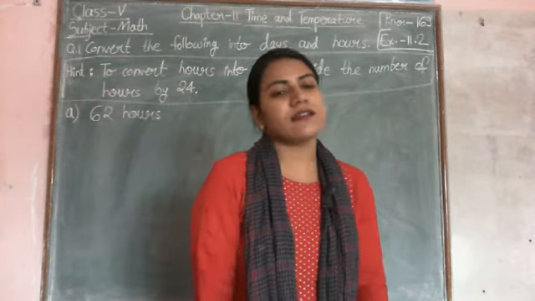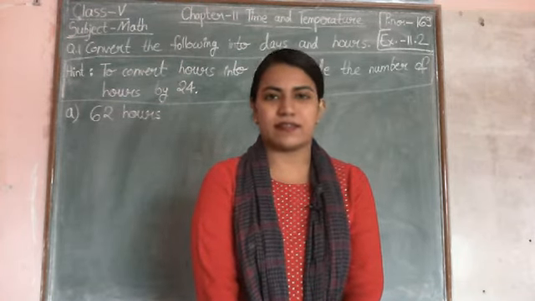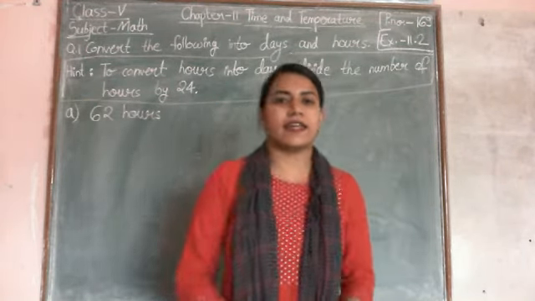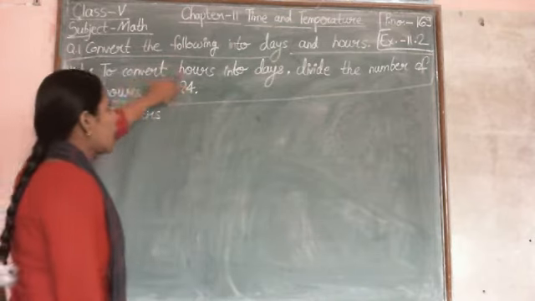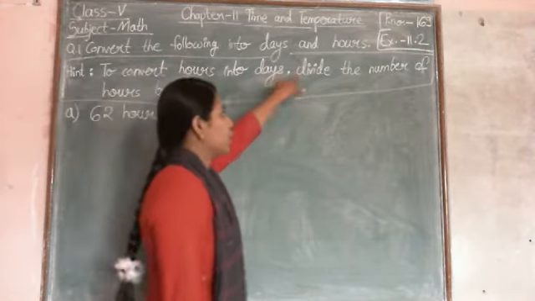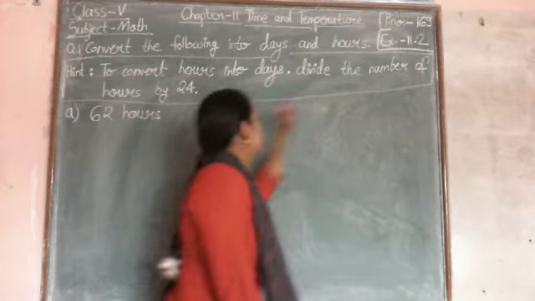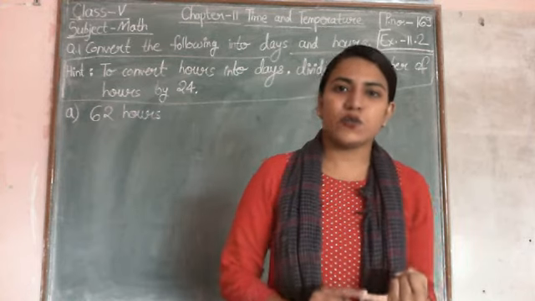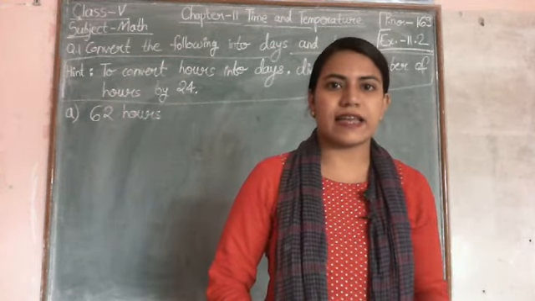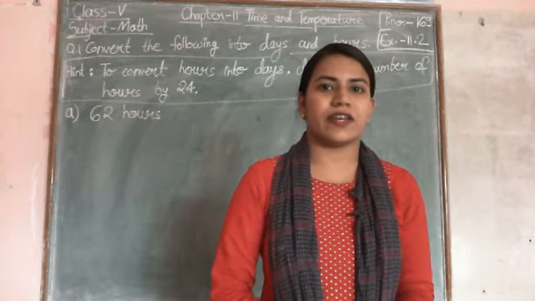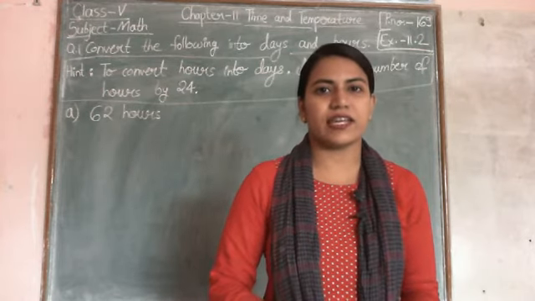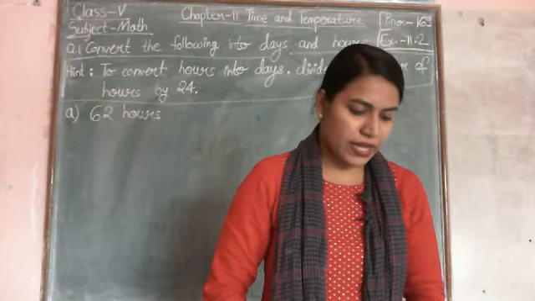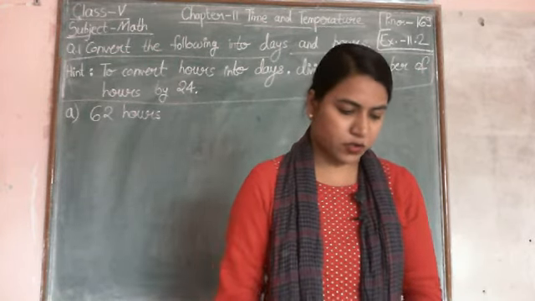for converting hours into days, we have one hint which is written on the board. What is the hint? To convert hours into days and hours, we divide the given number of hours by 24. So now let us solve the questions.